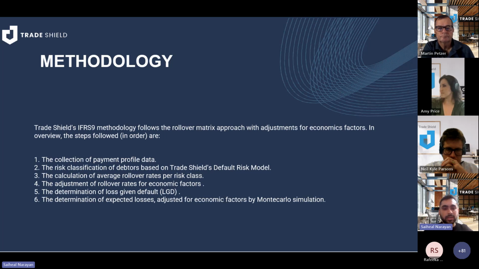Then we determine the loss given default. As I said, for now we take into account a lot of insured books. So a lot of customers are insured, and we take that in the LGD parameter. And then we finally determine the expected losses adjusted for the economic factors by Monte Carlo simulations. Monte Carlo simulation is a statistical method that helps you, if you know what your risk drivers are and where your uncertainty comes from, model it in such a way and pull in that uncertainty and account for it when you are doing your ECL calc.